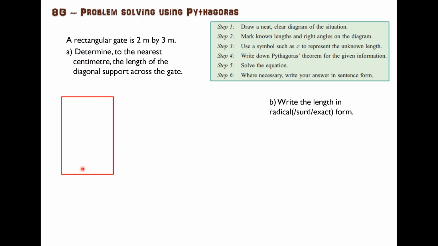It looks something like this. Maybe the other way around, I don't know. This one would be the short length, the 2 meters, and this one's the 3 meters. So we've got a little sketch of what's happening, and we want to find the length of the diagonal support. So we'll draw in the diagonal support because we need to know that length. We need to figure it out.